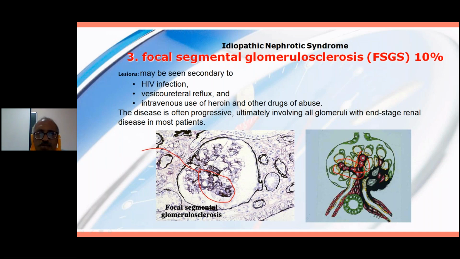This type is usually seen with HIV infection, post vesicoureteric reflux, and in drug addicts also, and ultimately leads to end-stage renal disease, chronic renal failure. So the prognosis is not that good actually. They don't respond to steroids.